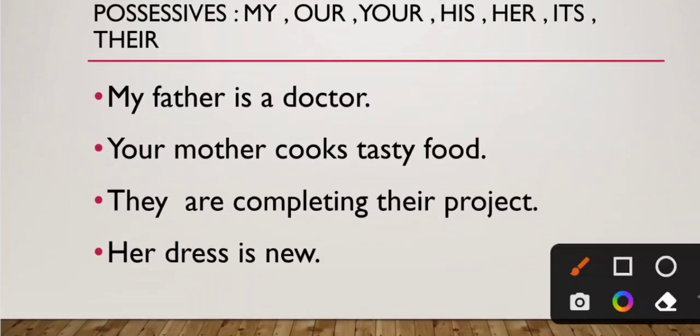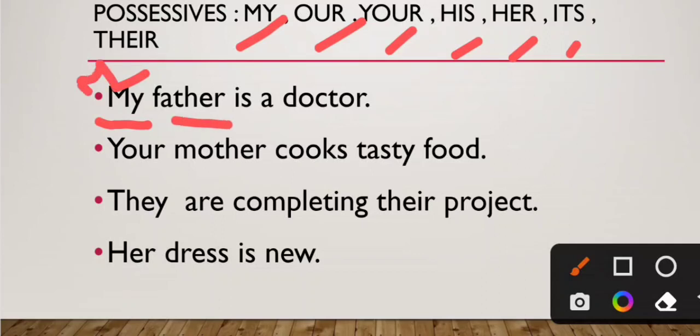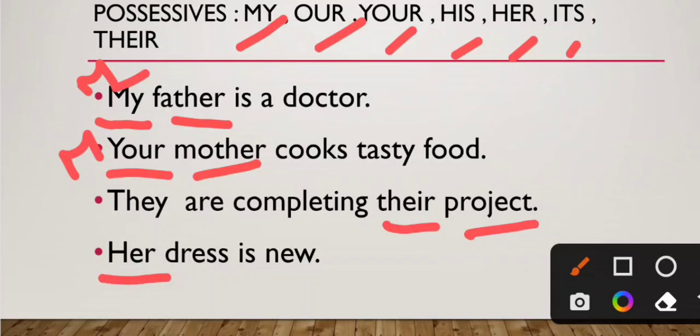Now possessives: my, our, your, his, her, its, their. "My father is a doctor." Who is a doctor? My father. So my is a modifier describing the noun father. "Your mother cooks tasty food." Whose mother? Your mother. So your is a modifier describing the noun mother. "They are completing their project." Their is also possessive and it is describing the noun project. "Her dress is new." Her is a possessive modifier describing the noun dress.